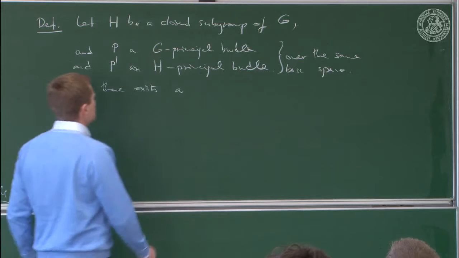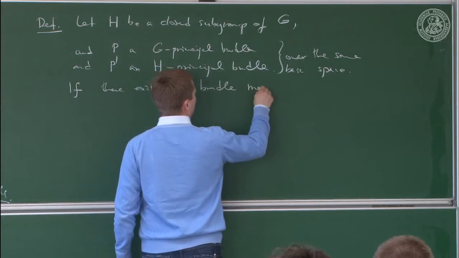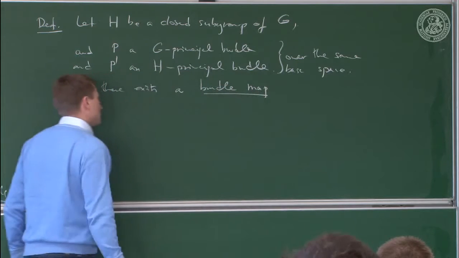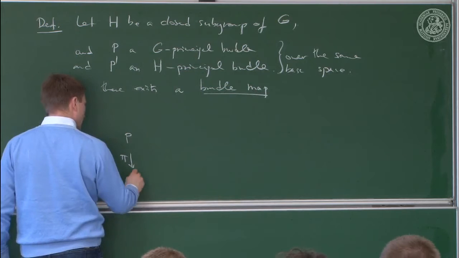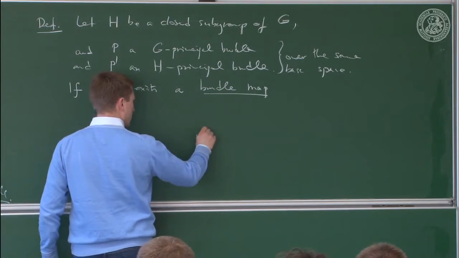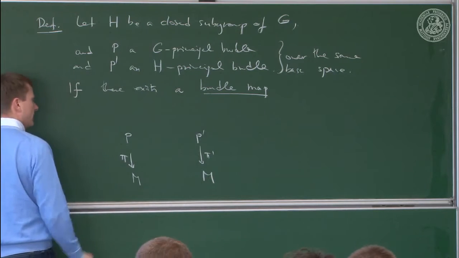If there exists a bundle map, not a principal bundle map, but a bundle map, let's write it down, P, pi, M, one bundle, P prime, pi prime, the same M, however.